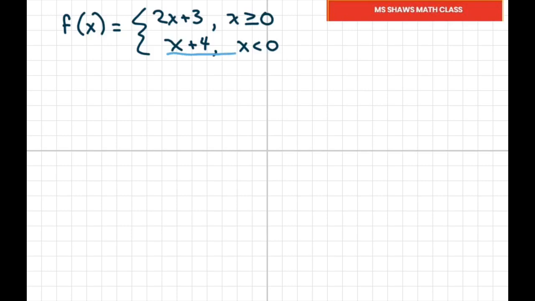So I'm going to graph this one first. At 0, this is where all the action's happening. So at 0, what's going on? What I do is plug in 0 for this function, and 0 plus 4 is 4. So I go 1, 2, 3, 4, but it can't equal it. All right, if I plug in negative 1, a number less than 0, for this one, I'm going to get 3.